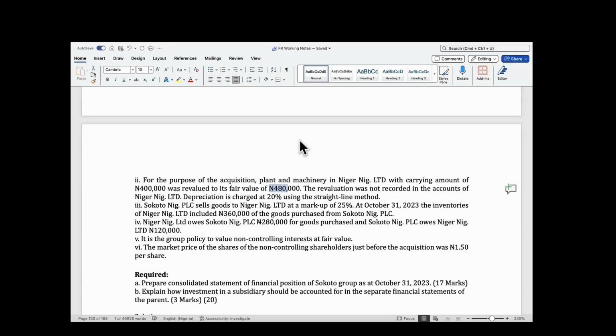Now, who is bold enough to tell us how we are going to address this principle? I need somebody to tell us very fast. Sharafa, can you try this? What are we doing here?